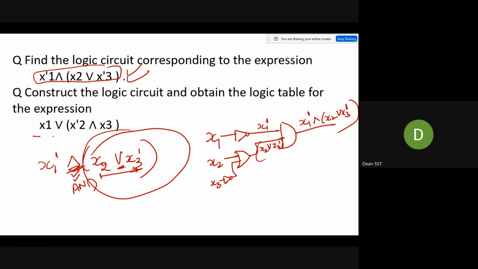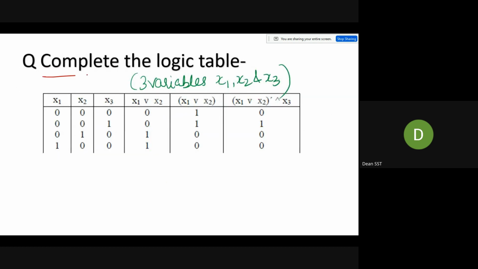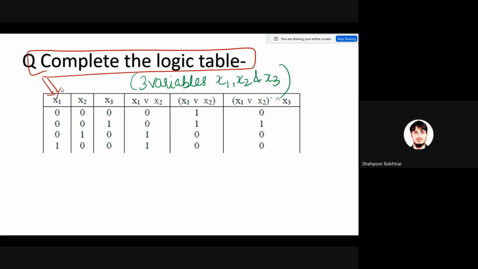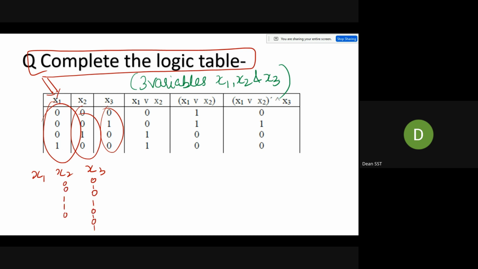Okay. For question number second, you have to construct logic table as well as logic circuit, both the things. Can you complete the logic table given below? Can you complete it? Is it easy? Right? All possible combinations. You need all possible combinations. So x1, x2, x3, simply 0 1, 0 1, 0 1, 0 1, 0 0, 1 1, 0 0, 1 1.